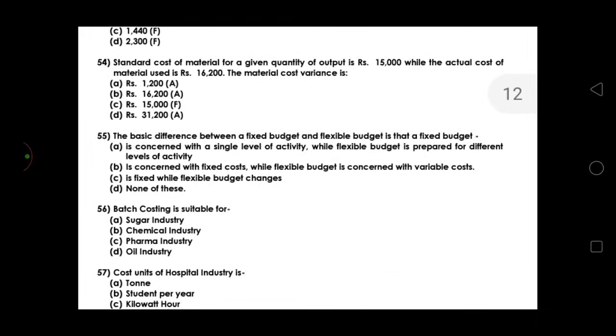The basic difference between fixed budget and flexible budget is that a fixed budget is concerned with a single level of activity, while a flexible budget is concerned with different levels of activity.